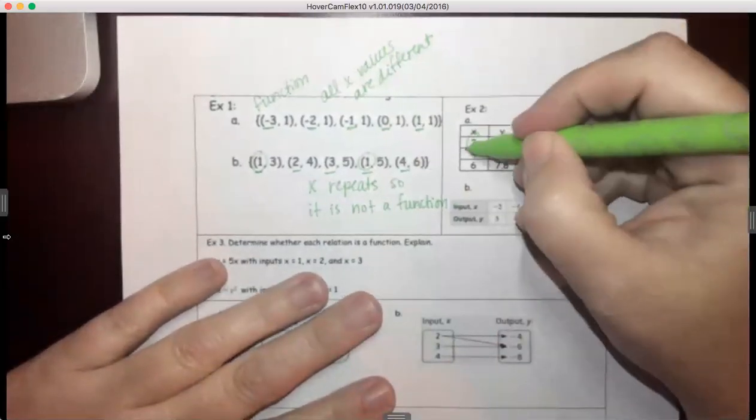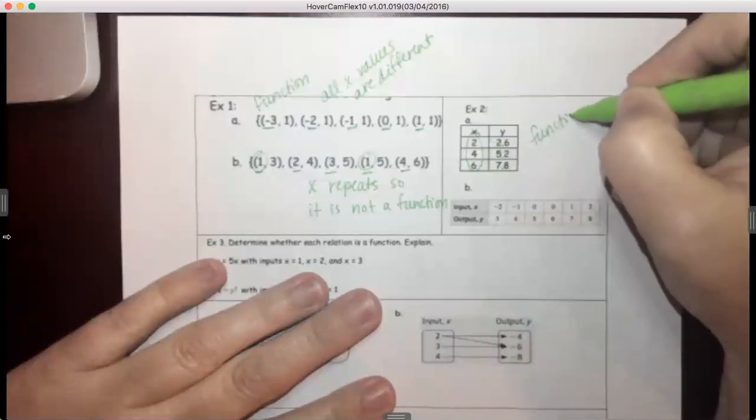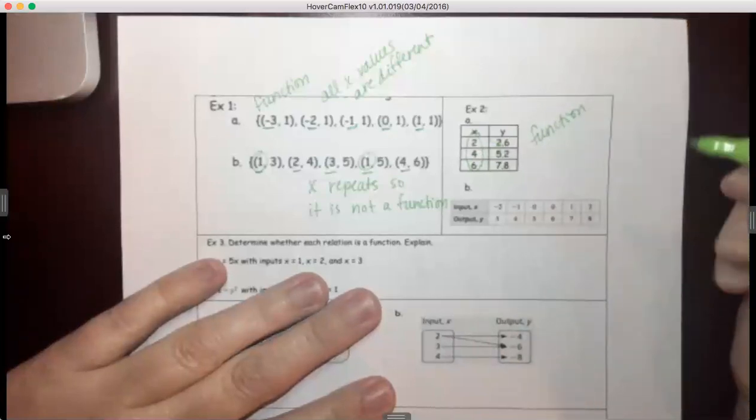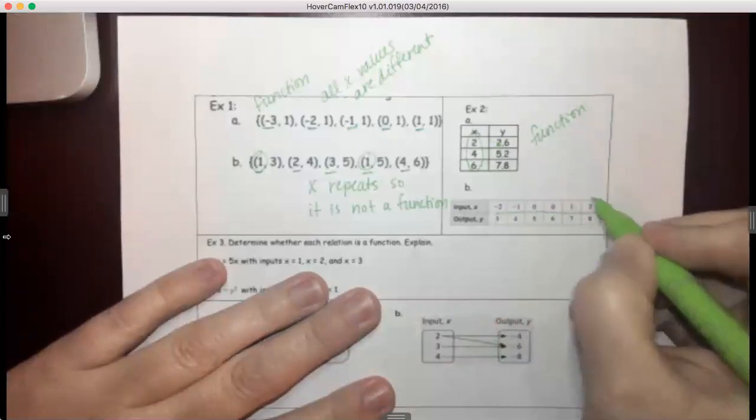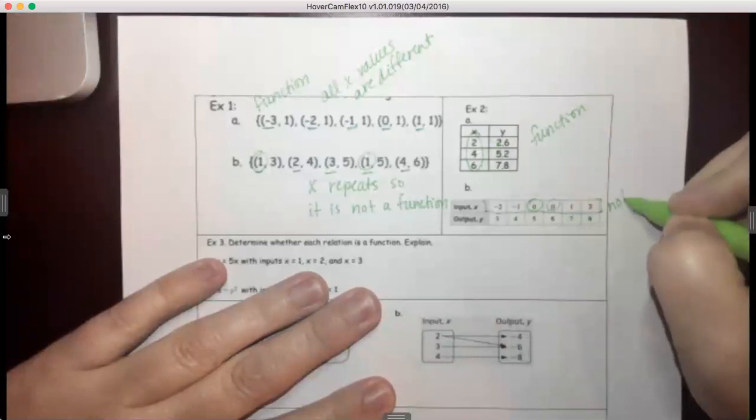So I'm going to look here. Here are my x values right here in a table. This is a function. X does not repeat. I'm going to look here. I see 0 and 0 repeat, so this is not a function.